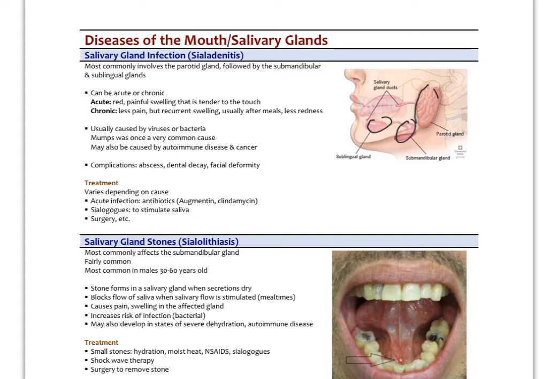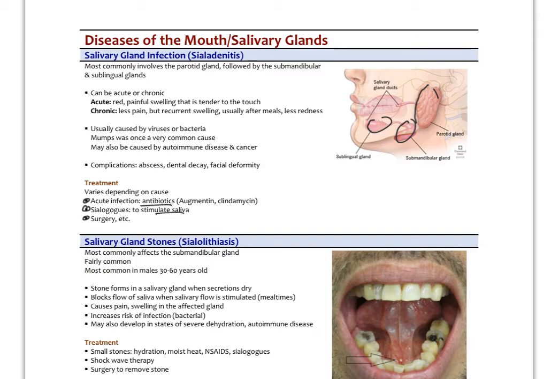So the treatment's going to vary depending on the cause. For acute infections, typically antibiotics are given. Augmentin and clindamycin are common agents there. What are called sialogogues are given, and those are sour things like lemon that stimulate saliva secretion. And then surgery to remove parts of the gland if it's chronically infected and scarred and so forth. So that would be salivary gland infection.